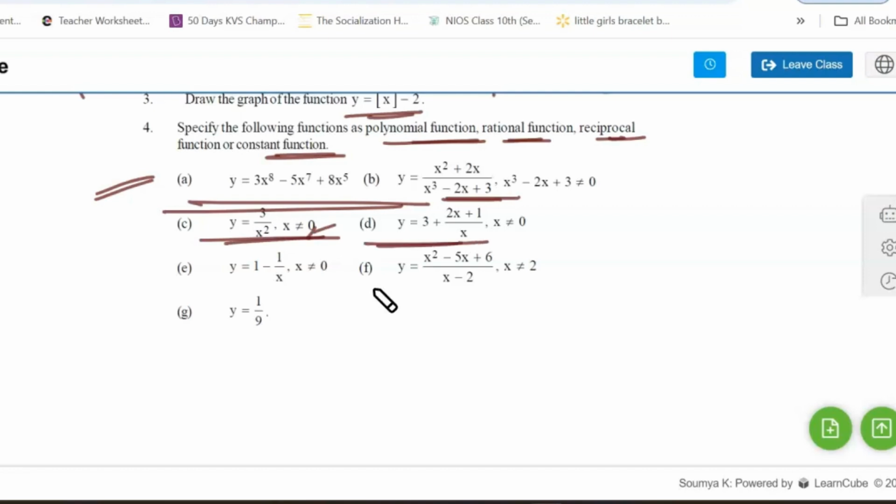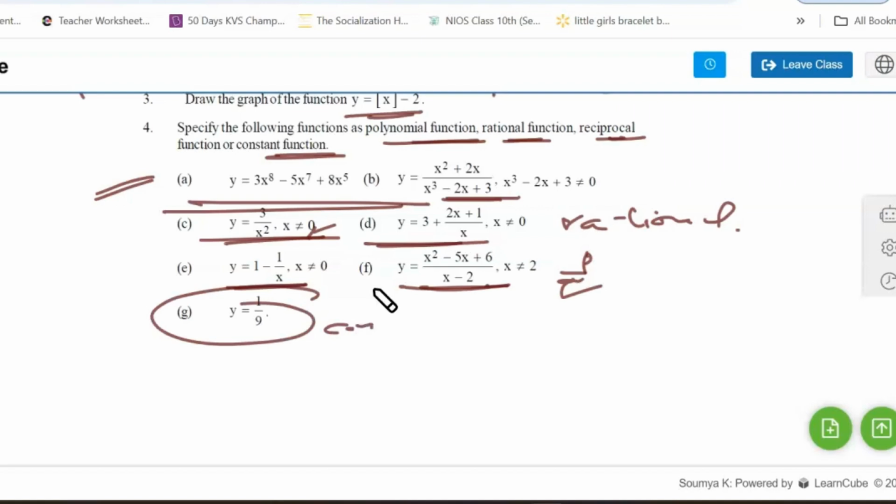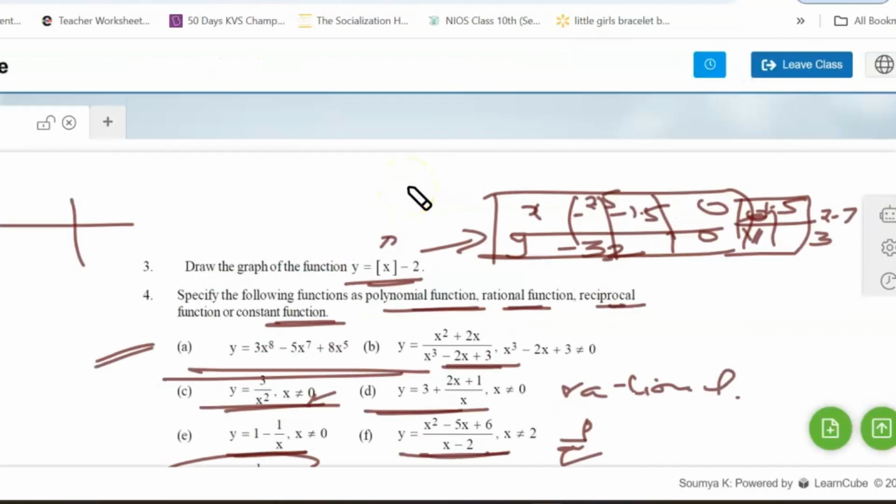And if you see d, this is also a rational function. If you see this e, you can say it is rational again. F can be rational because of the p by q form, and it is not allowing the denominator to be 0. Then comes the last question, that is constant function. On the right hand side you can see a simple number which doesn't change with time. Okay, hope you understood this video's questions.